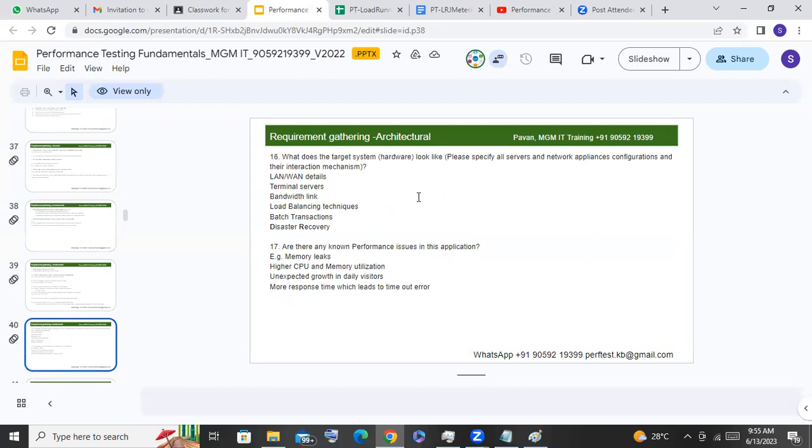And what does the target system look like? What is the hardware configuration? What is the software configuration? What is the bandwidth? What are the LAN and WAN details? What are the load balancing techniques? All this information you would get.